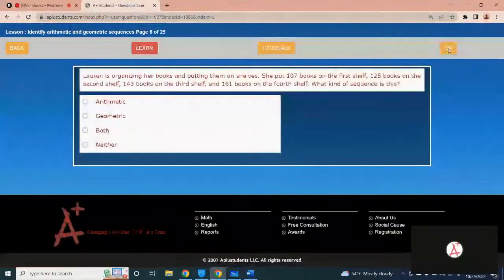Okay, the next one is, Lauren is organizing her books and putting them on shelves. She put 107 books on the first shelf, 125 on the second, 143 on the third, and 161 on the fourth shelf. What kind of sequence is this? Let me write down the numbers on the board.